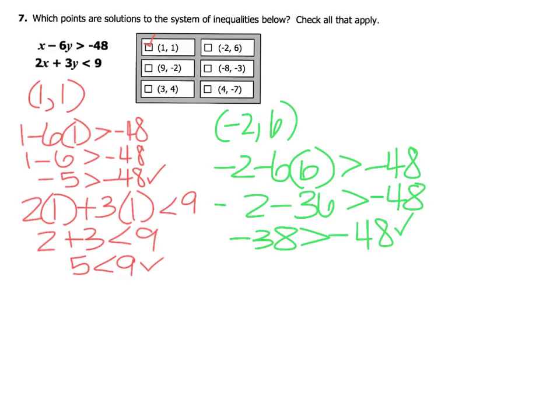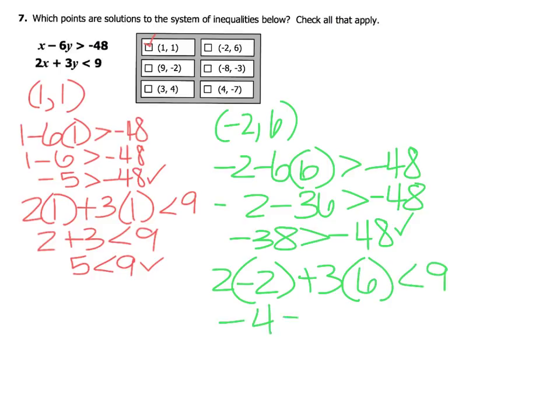All right, now we want to test it in the other inequality. So we ask ourselves 2 times x, and x would be -2, plus 3 times y. Y is 6. Is that less than 9? So -4 plus 18 is 14. Is 14 less than 9? The answer to that is no. All right? This is not a true mathematical statement. So therefore, because it does not work in the second inequality, -2, 6 is not a solution to this system of inequalities.